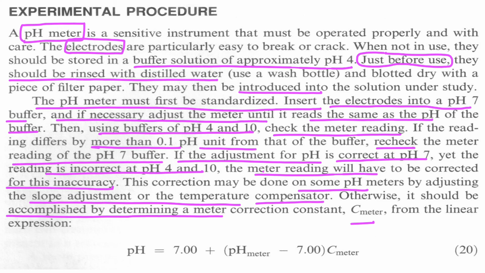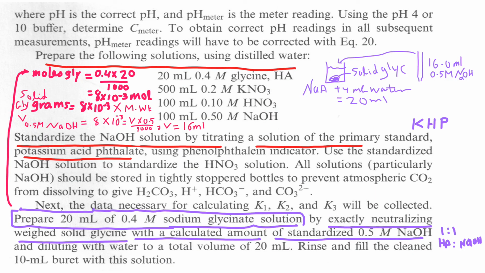Now the experimental part. First you have to prepare the solutions, and you set up the pH meter. First you have to prepare the solutions listed here. You don't have to prepare 0.4 molar glycine, because you're going to prepare glycinate.